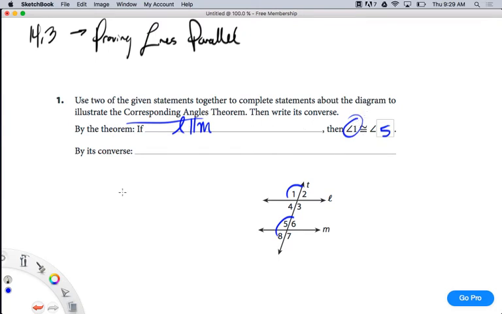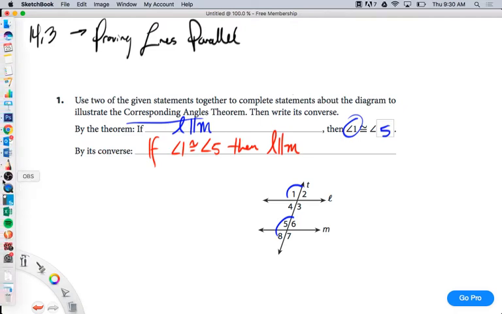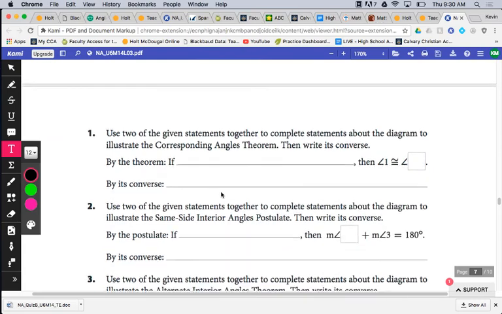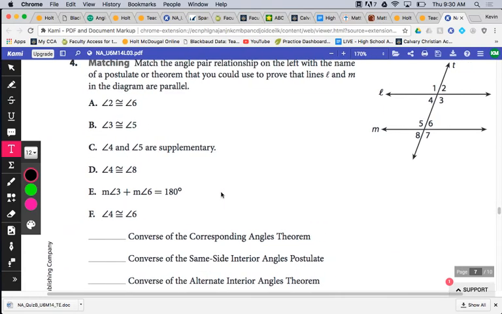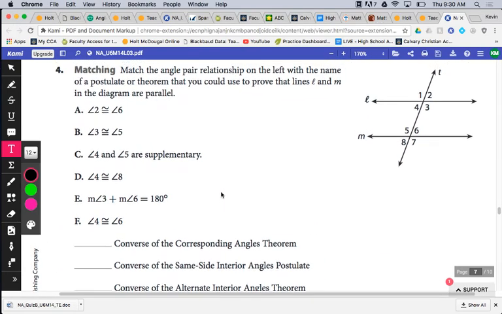Mr. Morris, what would the converse be of that statement? If angle 1 is congruent to angle 5, then line L and M are parallel. Good. There you go. Any questions on this? Okay, so you have to be able to recognize the theorem and its converse. So moving forward from there, this is something good to go over, I believe.